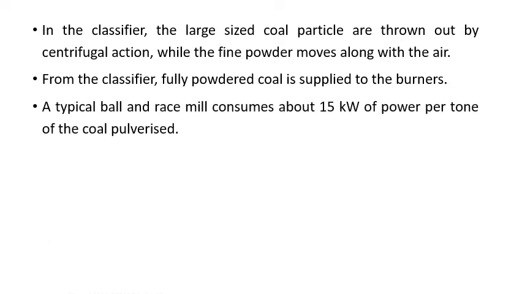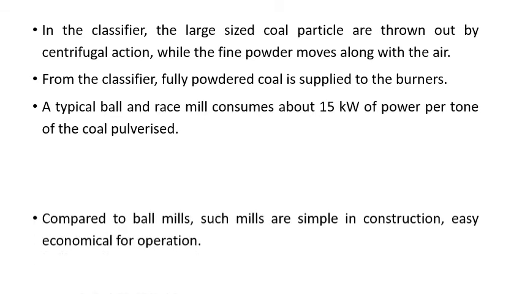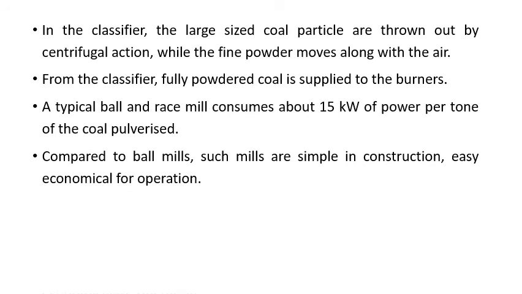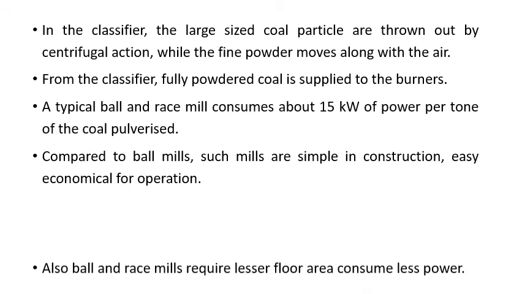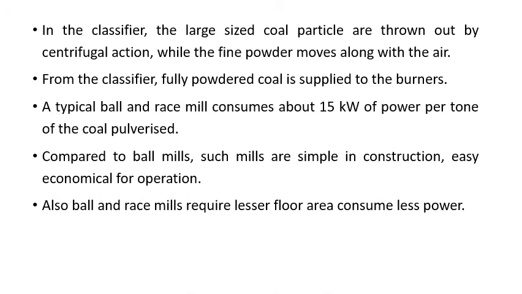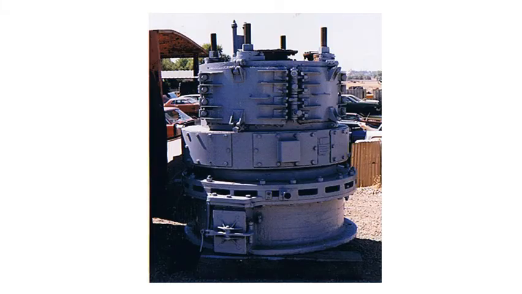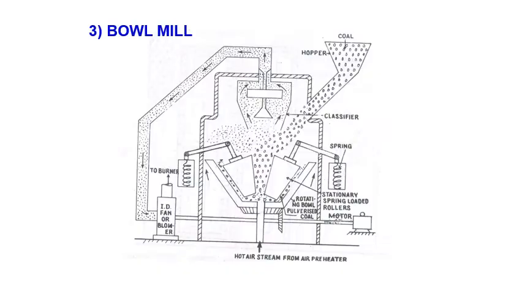A typical ball and race mill generally consumes 15 kilowatts of power for pulverizing. Compared to the ball mill, such mills are simple in construction, easy and economical to operate. Also, ball and race mills require less floor space and less power. These are some of the features of this mill.